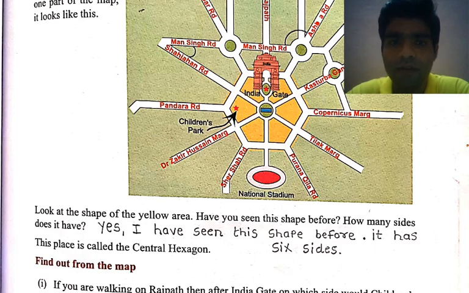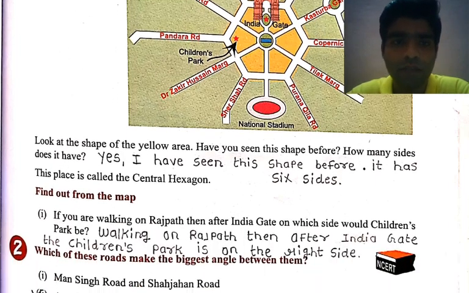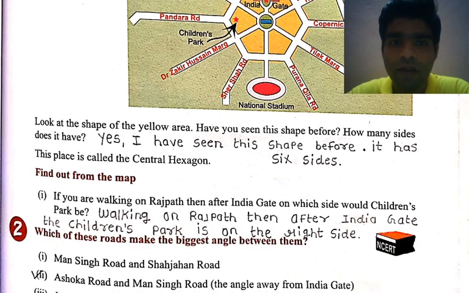Now let's start the next question. Find out from the map. By using the map we have to solve this question. If you are walking on the Rajpath, then after India Gate, on which side would the Children Park be? Once again I repeat this question.